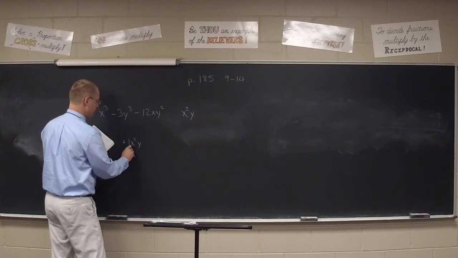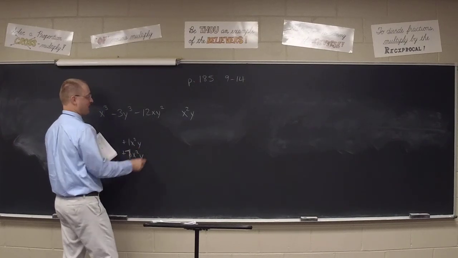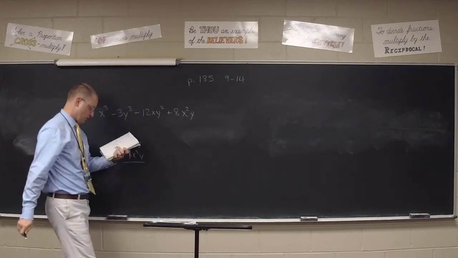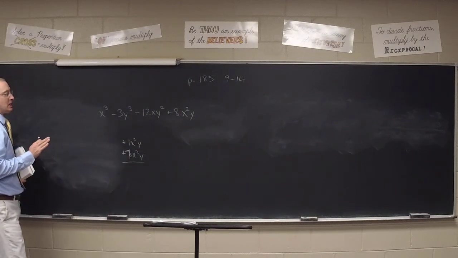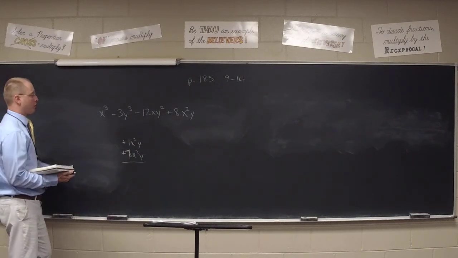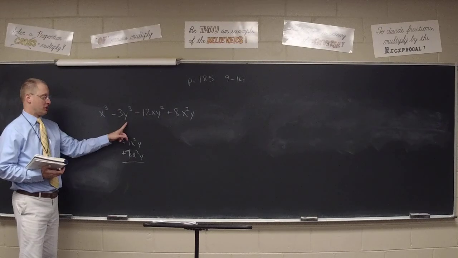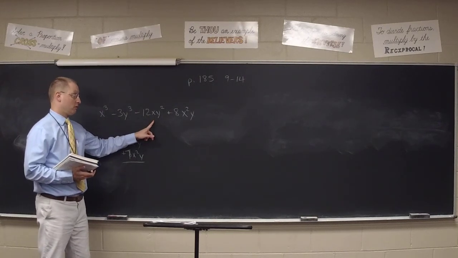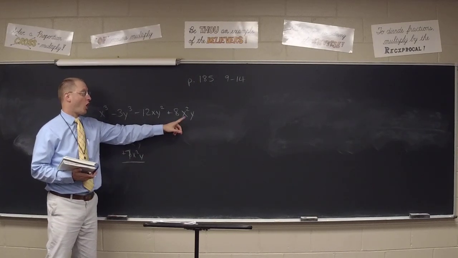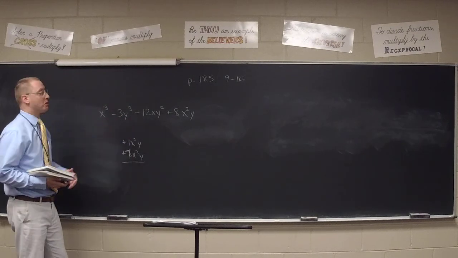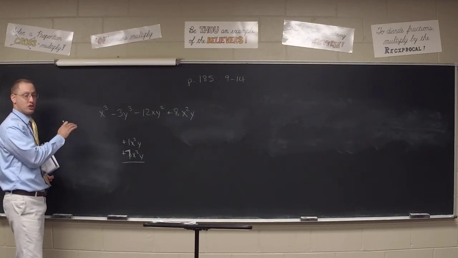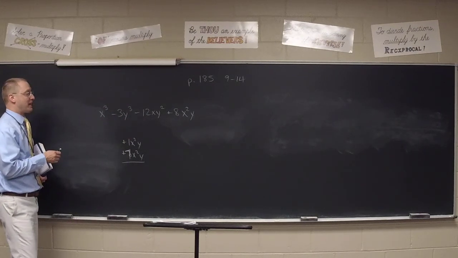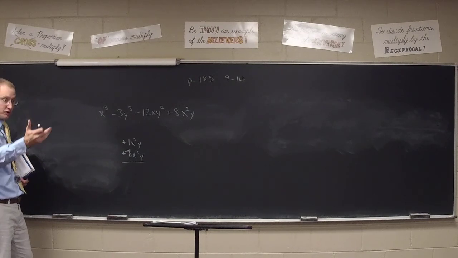Or excuse me, a positive 7x squared y, which adds together to give us a positive 8x squared y in our answer. Now, one little detail here. What's the degree of the first term, class? 3. What about this term? 3. What about this term? 3. They're all third degree. So we really can't put a descending order based on degree of term. So we're going to have to pick a letter and roll with that one. Do you want to pick x or y?